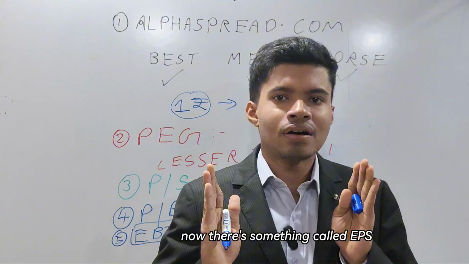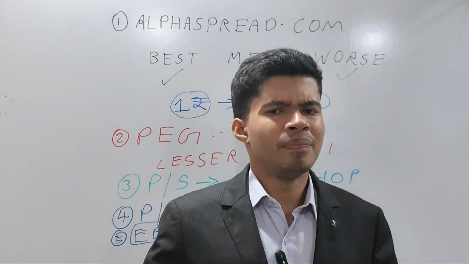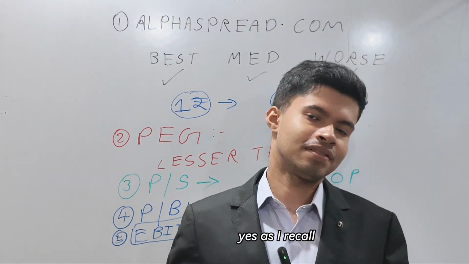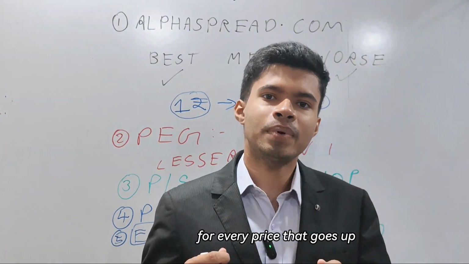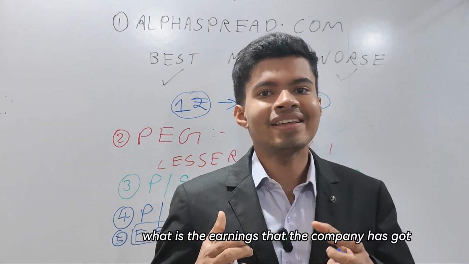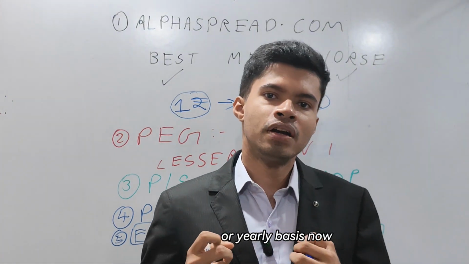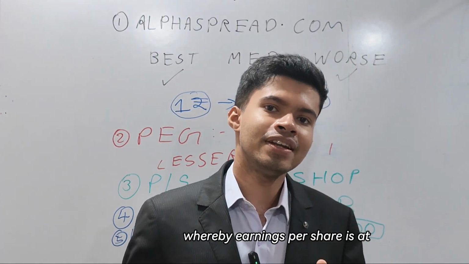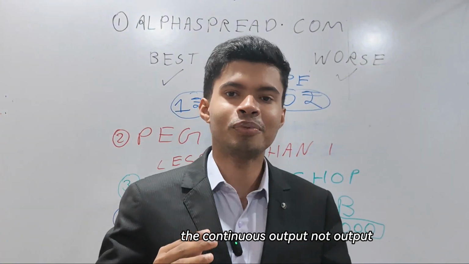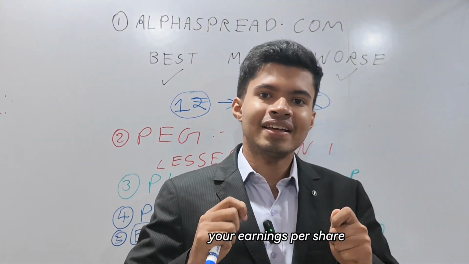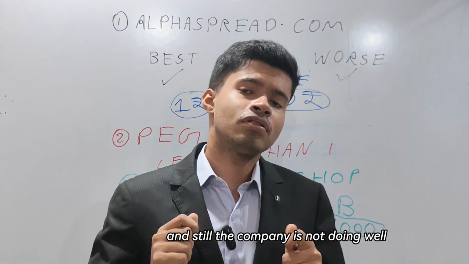Now see, it's not that what is important over here. Now there's something called EPS, earnings per share, yes, as I recall. Now, what is earnings per share? For every price that goes up, what is the earnings that the company has got in that particular quarter or yearly basis? Now, if you notice a trend whereby your earnings per share is continuously growing with time, and still the company is not doing well.